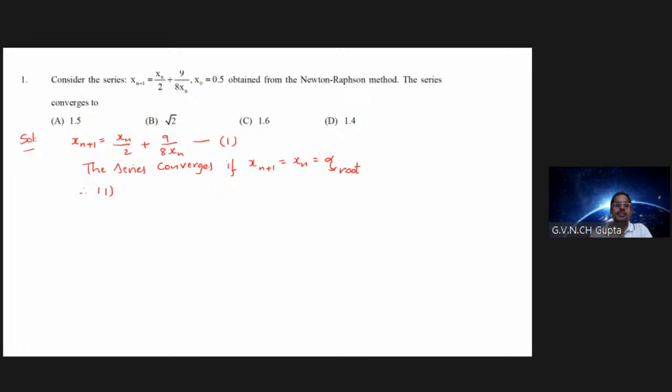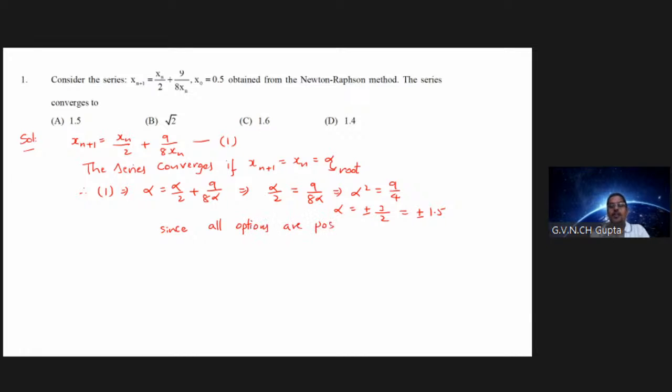So therefore alpha is equal to alpha by 2 plus 9 by 8 alpha. So alpha minus alpha by 2 simplifies to alpha by 2, and the remaining term on the right side is 9 by 8 alpha. Cross multiplying, after that 2 is cancelled, alpha square is equal to 9 by 4. You will get alpha is equal to plus or minus root 9, which is 3, root 4, which is 2. So this is equal to plus or minus 1.5. Since no option is negative, because all options mentioned are positive, I can take the alpha value directly, 1.5. Accordingly, option A. If you feel difficulty or some disturbance, not understanding, there is a later alternative method. Okay, another method, that is the direct method, finding x1, x2, etc.